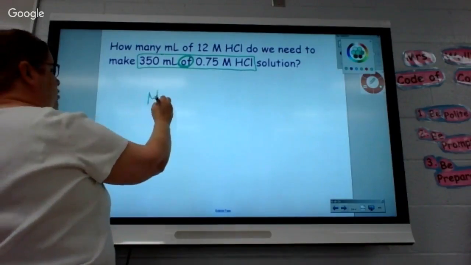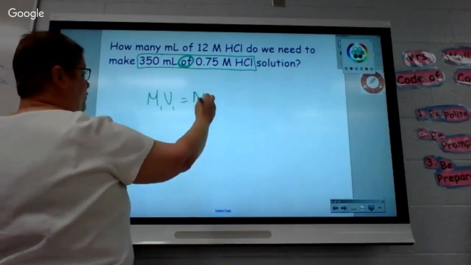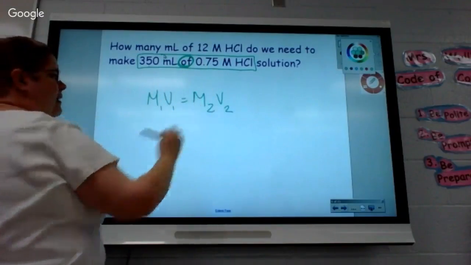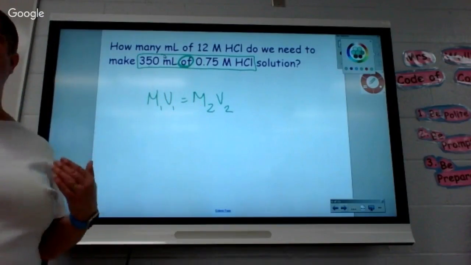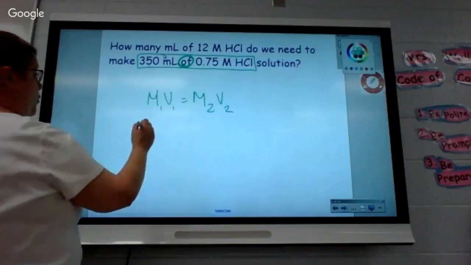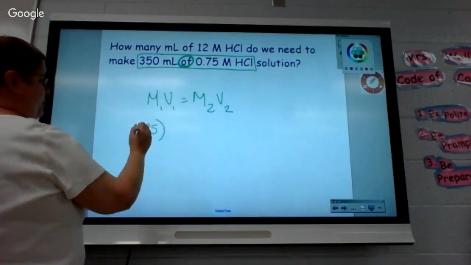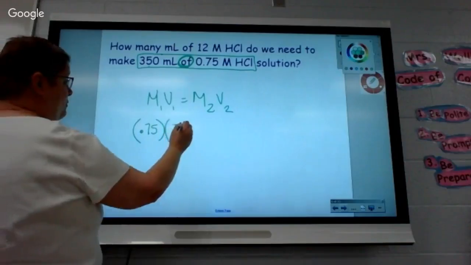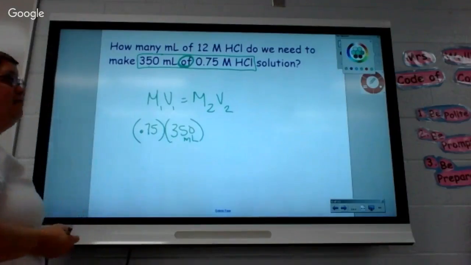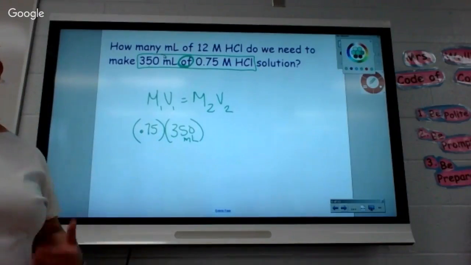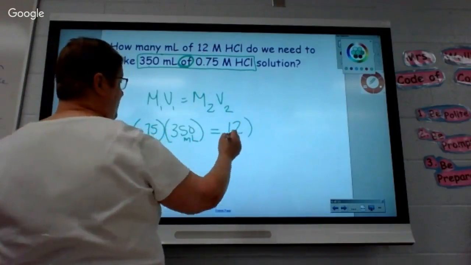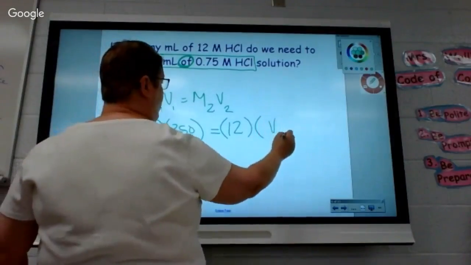So when you go to fill in your M1 V1 equals M2 V2, all you need to do is make sure these two numbers are together on one side. Doesn't matter which side, just together on the same side, okay? So I tend to just put them on the first side. So the 0.75 is M for me, and the 350 is V. I just need to remember that that's milliliters, so my volume is going to come out in milliliters. So the 12 molar is going to be my M2, and my V2 is what I'm going to find.